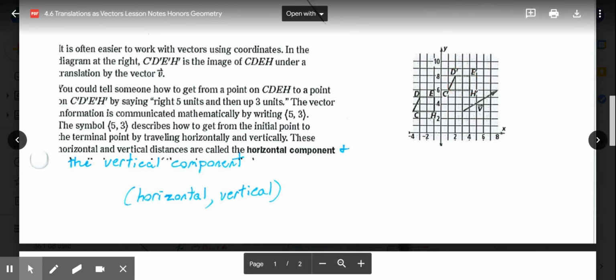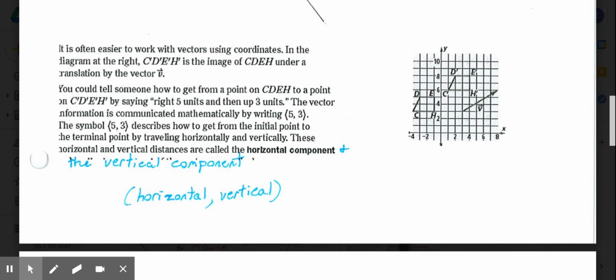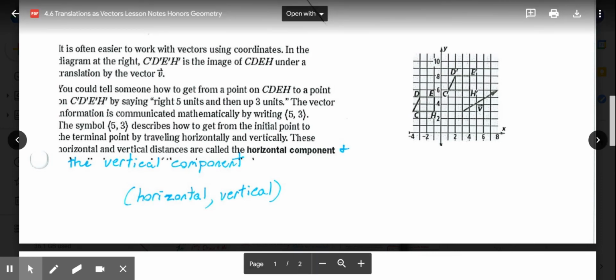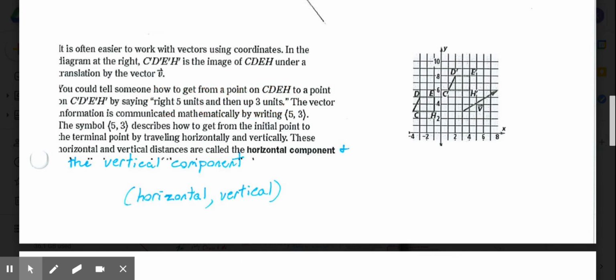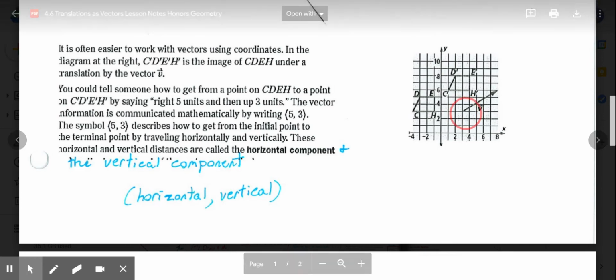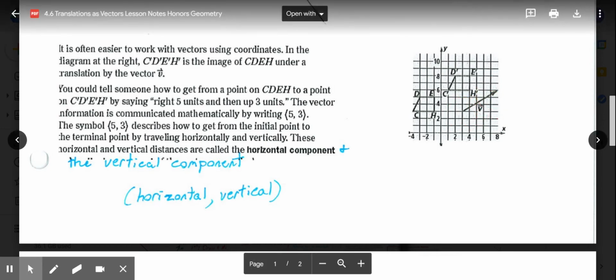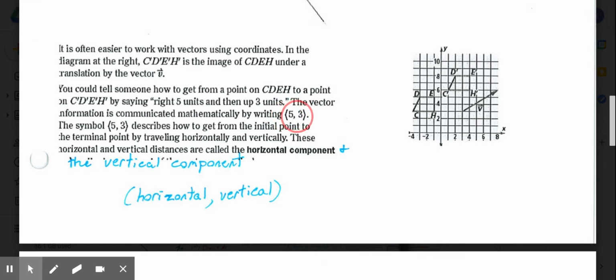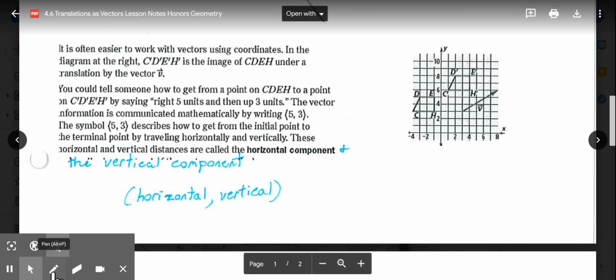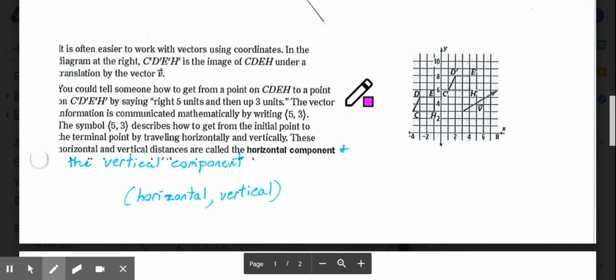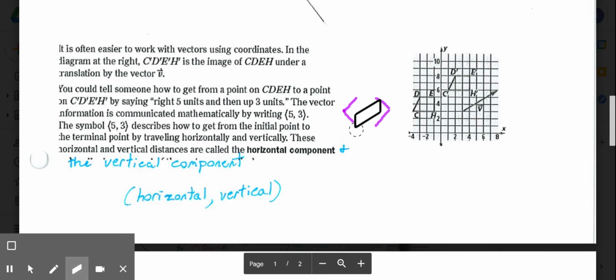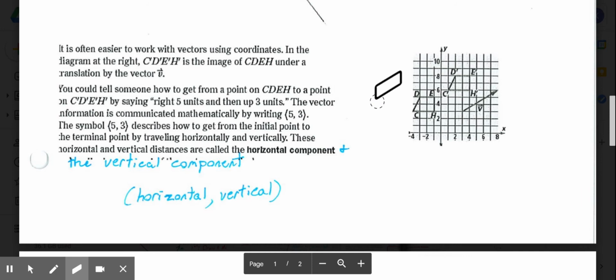You could tell someone how to get from point C, or a point on CDEH, to a point on C prime, D prime, E prime, H prime by saying, right 5 units and up 3 units, because the vector on the graph went right 5, up 3. So the vector information is communicated mathematically by writing 5, 3 in these little jagged squared off brackets. So it kind of looks like a line that way, then a line that way. And it'd be that way and that way. So inside of those segmented brackets, we can write the vector.